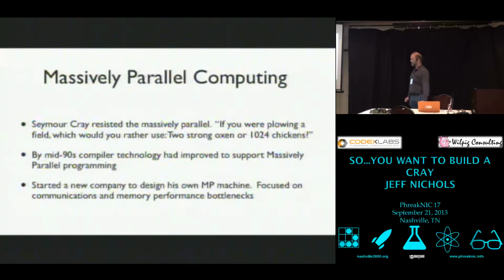Let's see. So another thing about Cray was that he resisted the massively parallel. There's another quote from him: if you were plowing a field, which would you rather use, 2 strong oxen or 1,024 chickens? I think I've seen that recently on Google Plus as a question or something. Was it due to complexity that he didn't like massively parallel, or why did he hate the future?